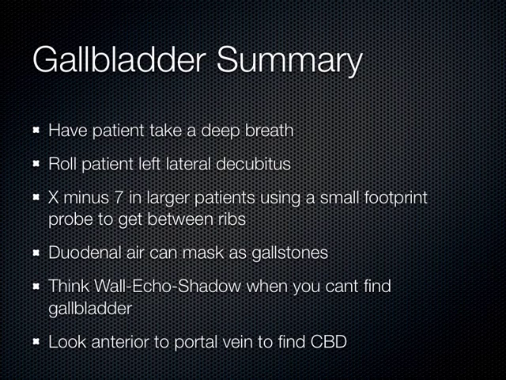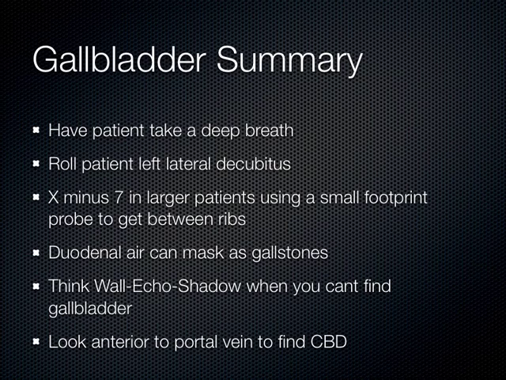You're going to roll the patient left lateral decubitus, and sometimes you get that duodenum to fall out of the way. In larger patients, in order to get between the ribs, if you were using a large curvilinear footprint, now you want to switch to a small footprint like a microconvex, or in the case of the probes you guys have, that P21's perfect for getting between the ribs. Duodenal air can sometimes look like gallstones, and when you can't find the gallbladder, start to wonder about a contracted gallbladder around a stone or the wall-echo shadow sign.